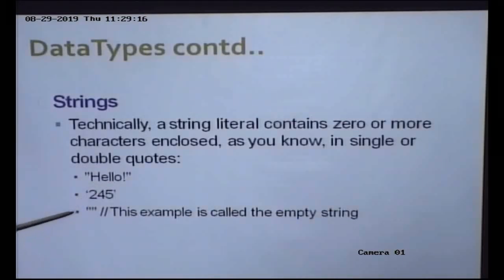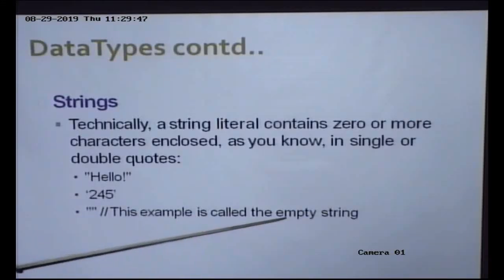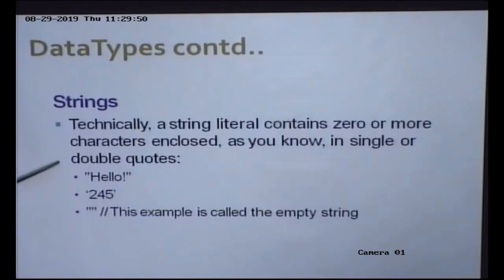But if you take Java or C++, single quotes are used for representing a single character, whereas double quotes represent a group of characters. But in JavaScript, a group of characters can be represented with either single quotes or double quotes. Suppose you are within double quotes and you are not typing any value, then this is an example of an empty string. So these things are possible in the string data type.